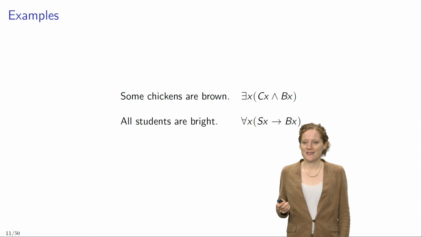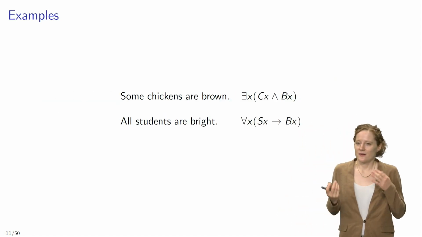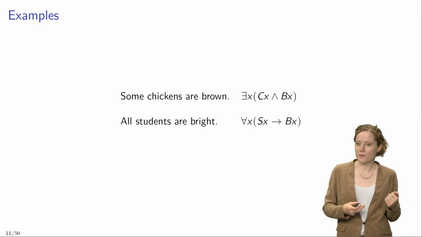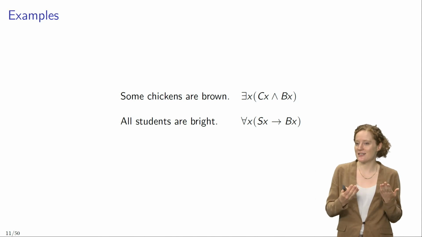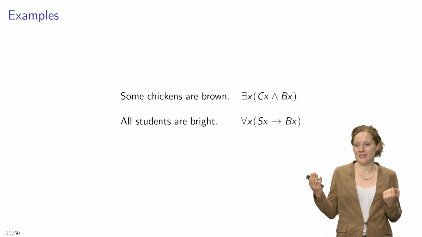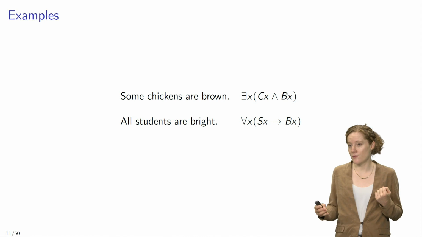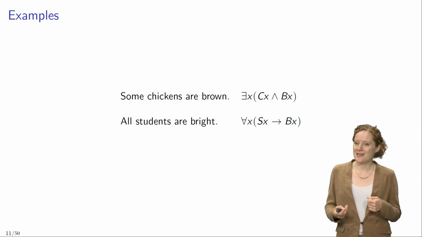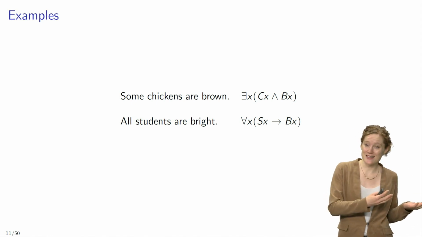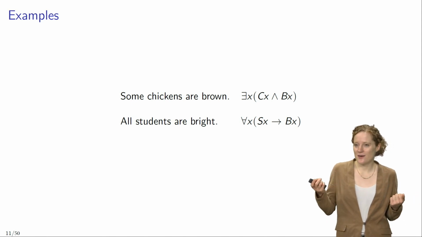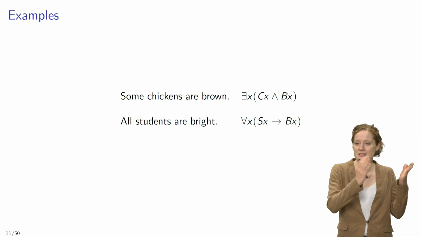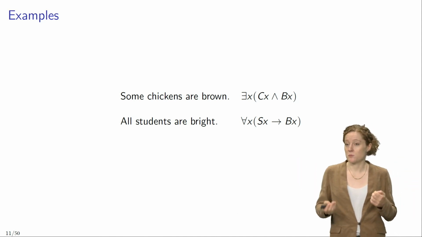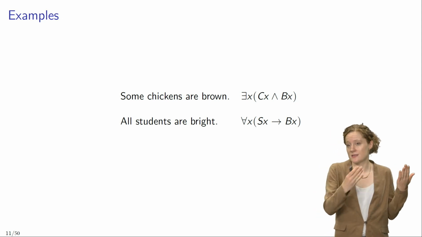So let's look at some examples. Consider the English sentence, some chickens are brown, and suppose we represent the predicate is a chicken by means of the capital letter C, and the predicate is brown by means of the capital letter B. We can then symbolize the English sentence, some chickens are brown, by means of the FOL sentence, there is an x such that Cx and Bx. So some x is both C and B.